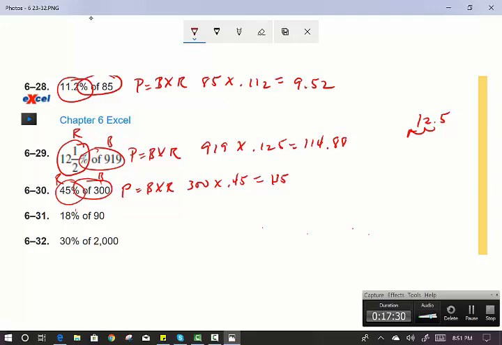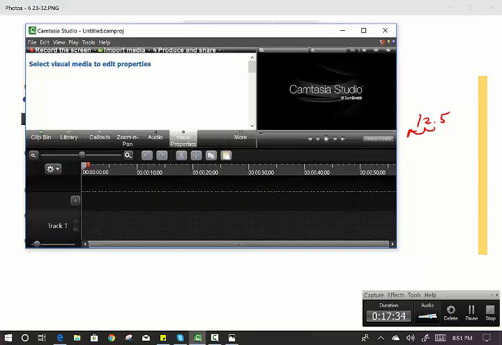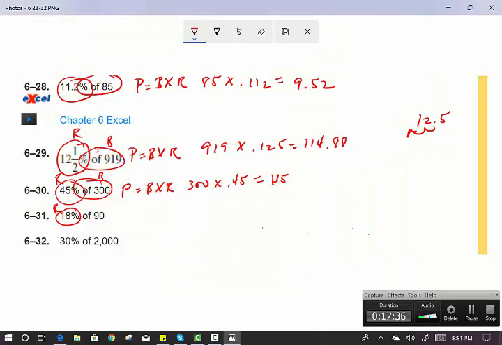Number 31, 18% is your rate associated with the percent sign. The number that follows percent of is your base. So we'll be solving for the part, which is equal to base times rate. So that'd be 90 times 0.18 after you move the decimal point 2 places to the left, and that will equal 16.2.